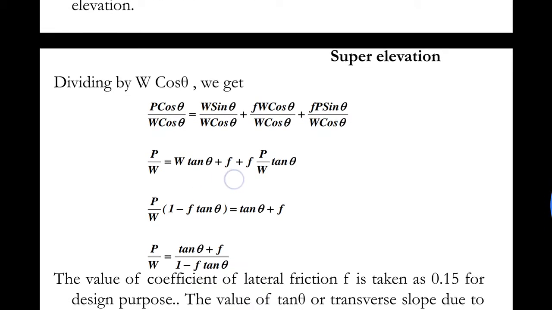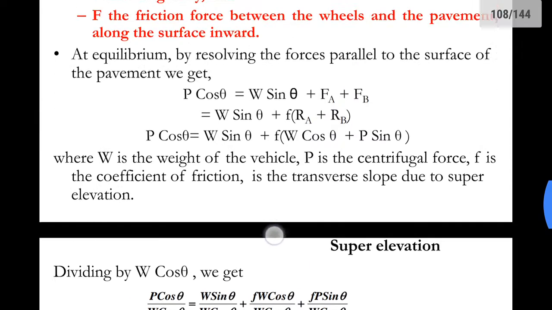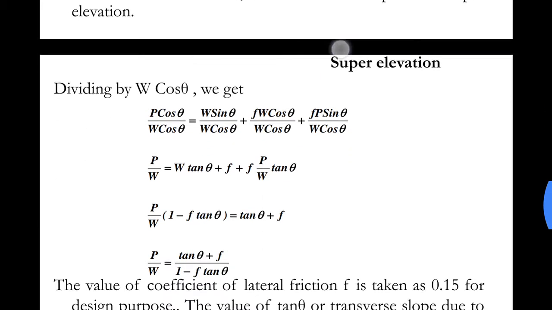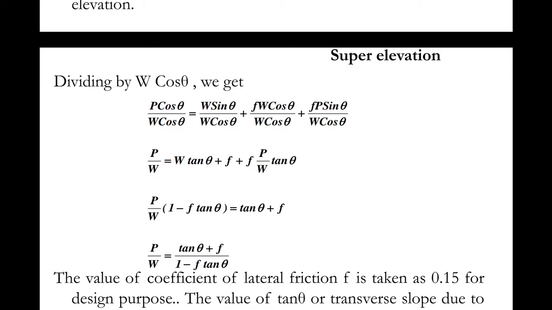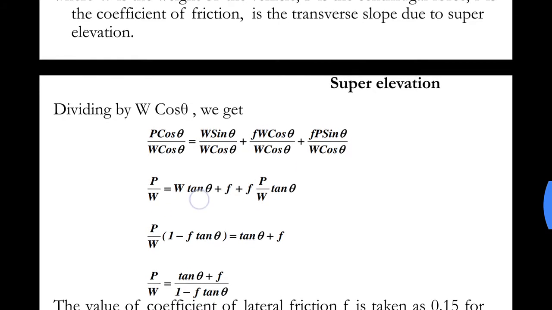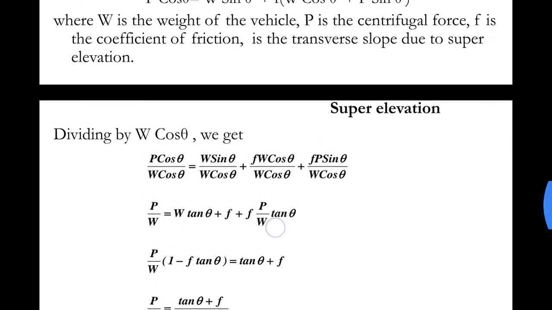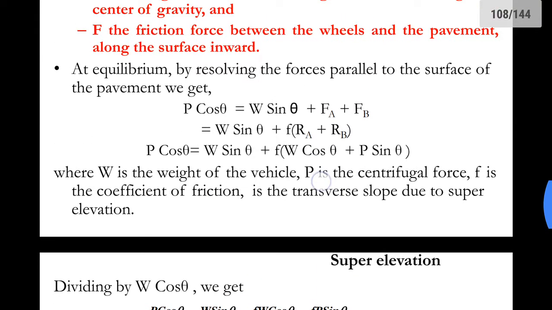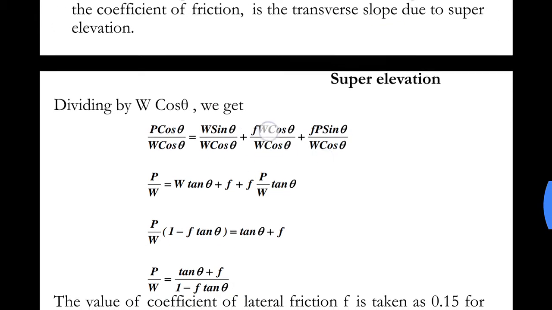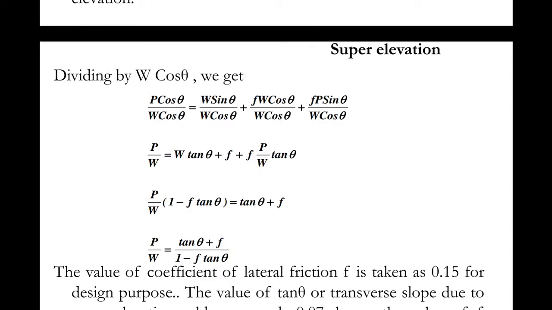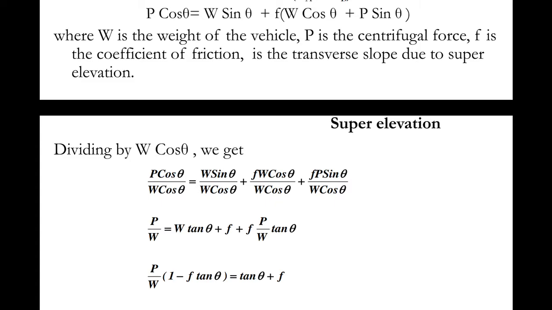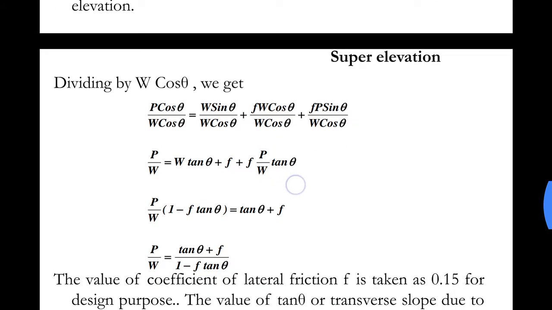There's no W here, this is only tan theta. There's a printing mistake. Then W cos theta cancels, and we get F. Sin theta by cos theta is tan theta, F into P divided by W.